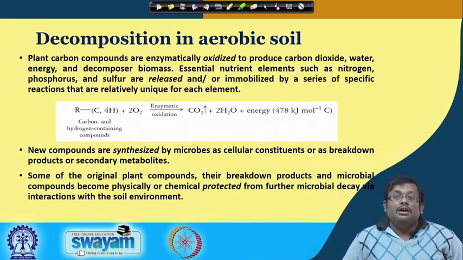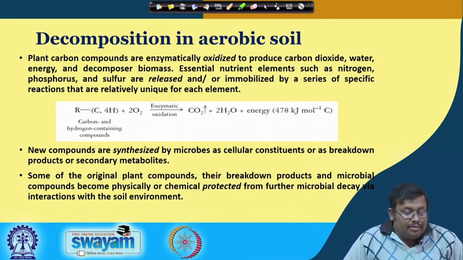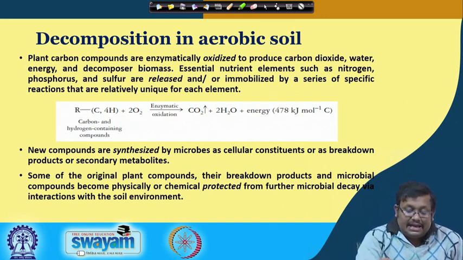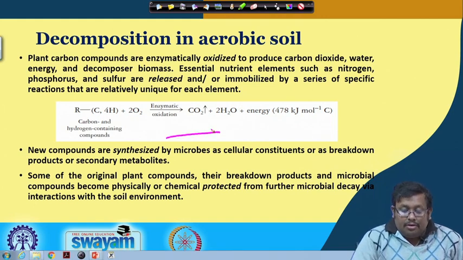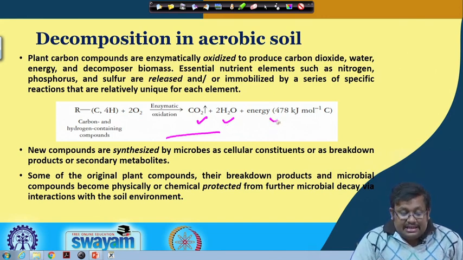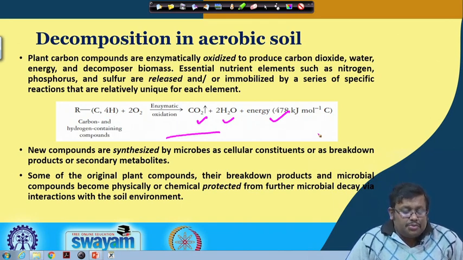So, let us talk about the decomposition in aerobic soil. Plant carbon compounds are enzymatically oxidized, as you can see in this reaction, to produce carbon dioxide, water and energy, a huge amount of energy, and decomposer biomass. Essential nutrients such as nitrogen, phosphorus and sulfur are released and immobilized by a series of specific reactions that are relatively unique to that element. We have already discussed those in our previous lectures.